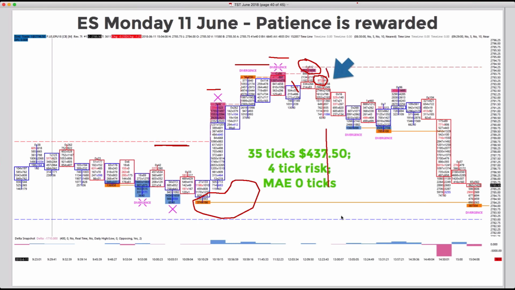So Monday on ES, if we were patient, and it took a long time to play out, and look when we actually got there. But entering at lunchtime, horrible time to trade. Leaving it to the end of the day, 35 ticks.